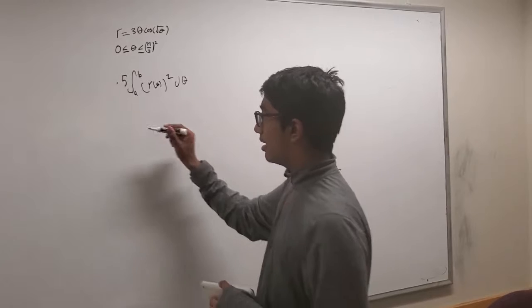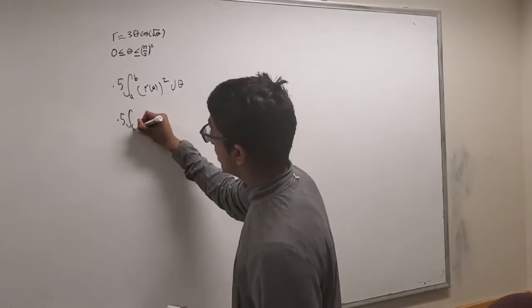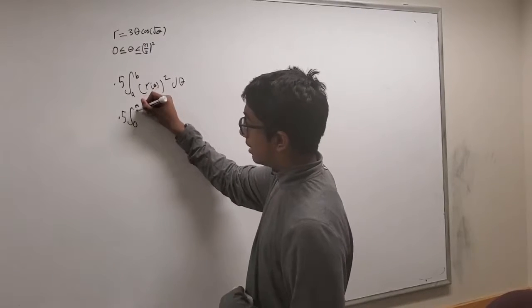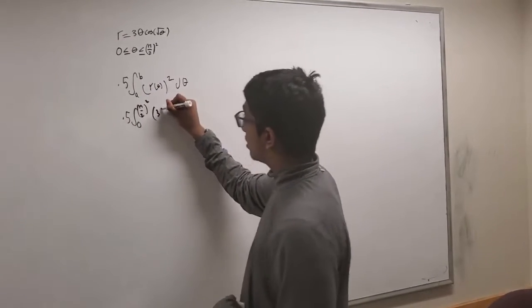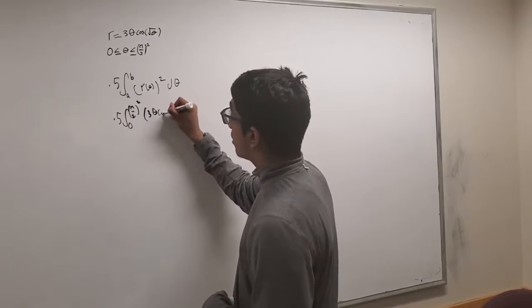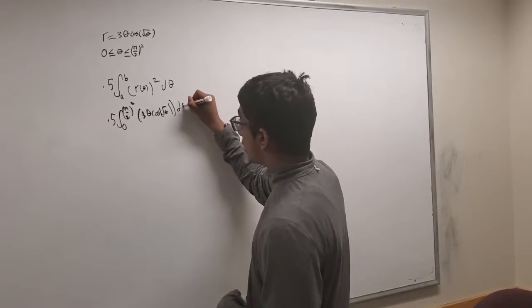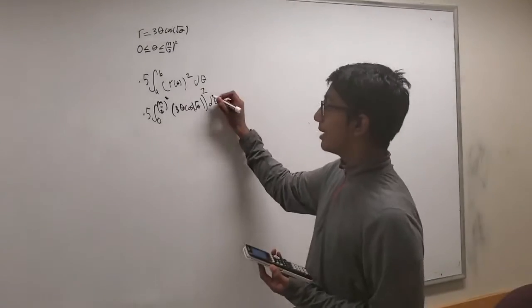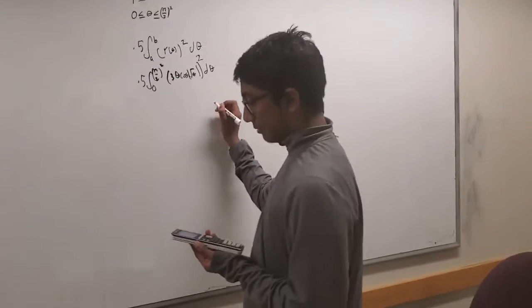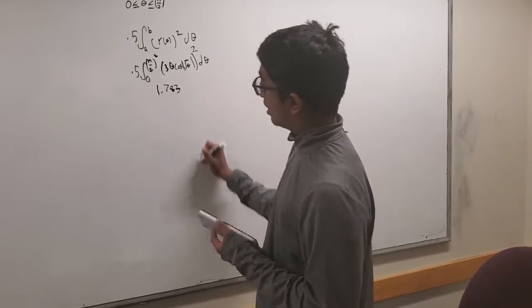So we write it as 0.5 times the integral from 0 to pi over 2 of the square of 3 theta cosine root theta d theta, and we just plug that into your calculator. The calculator will give you the result, and then you get 1.783 as your answer.